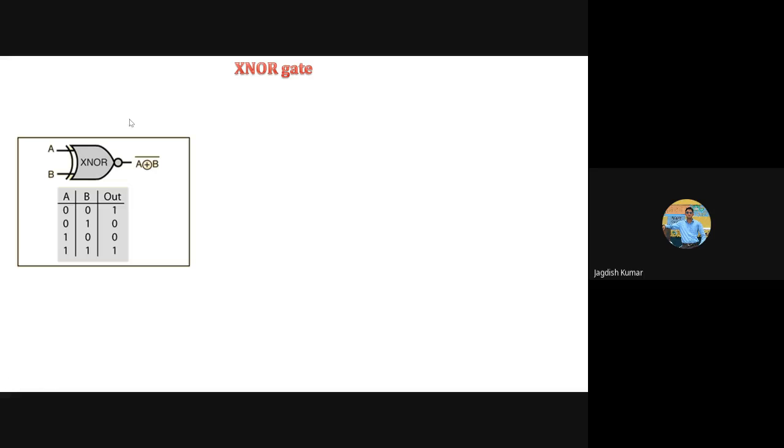And what should be the truth table for the exclusive NOR gate? You can see from here. Whenever both A and B are 0, output is 1, which is just the complement of the exclusive OR gate. And in the second case, when both are 1, output is 1. And when either of the two is 1, output is 0. So this represents the exclusive NOR operation.